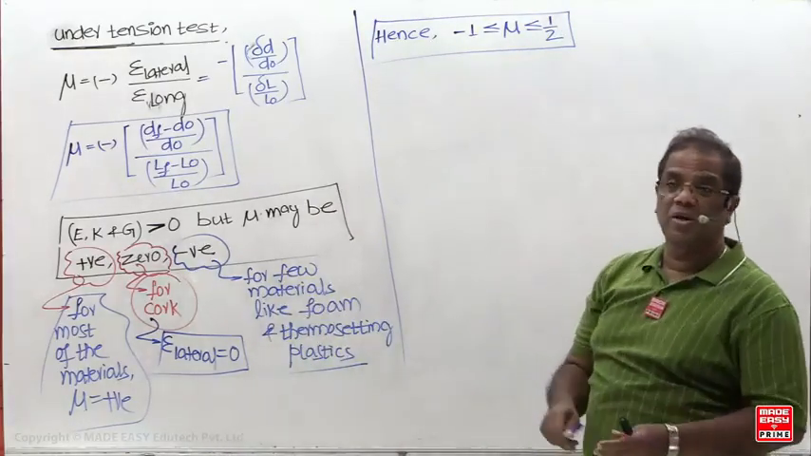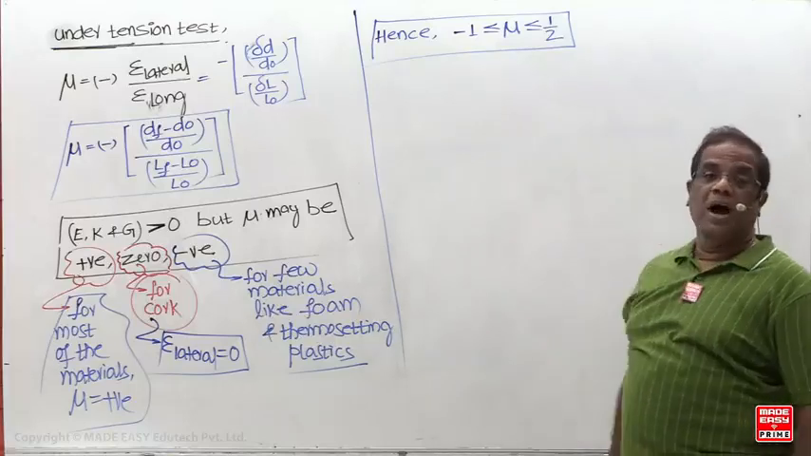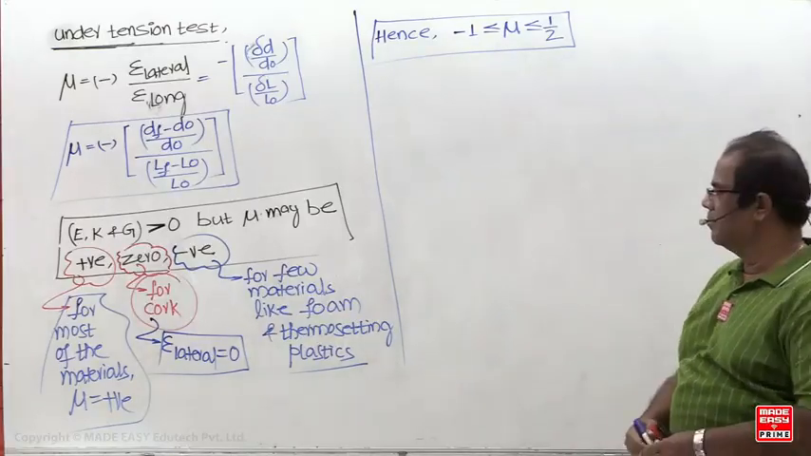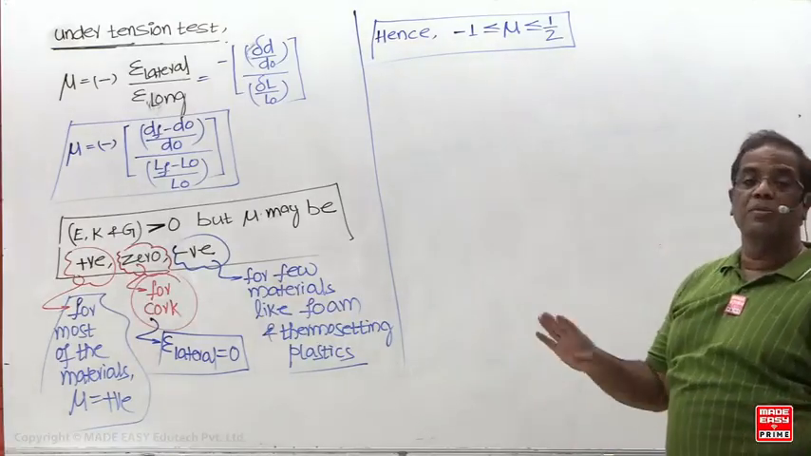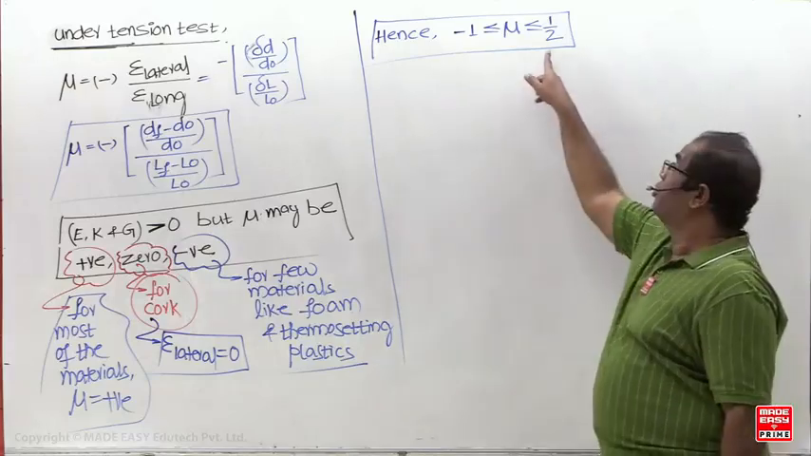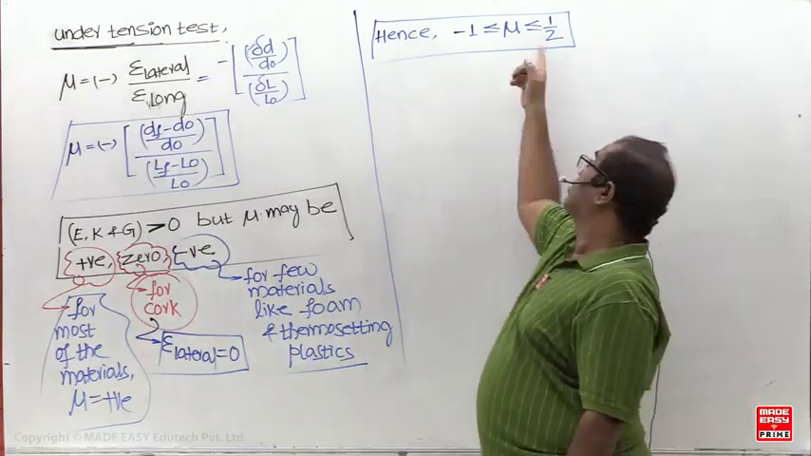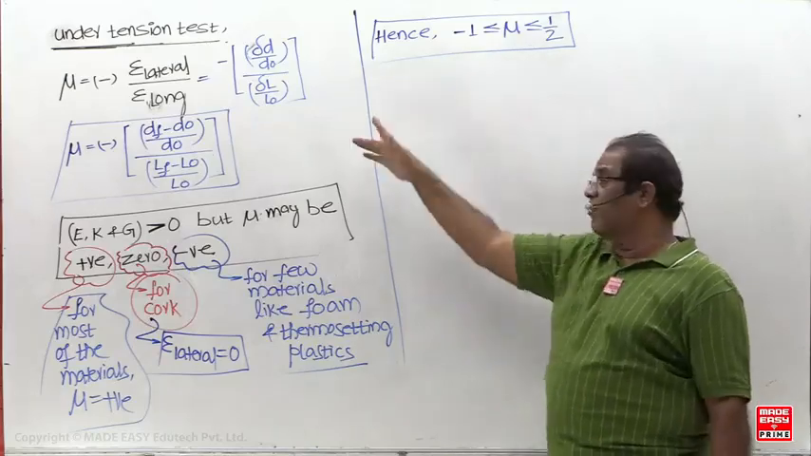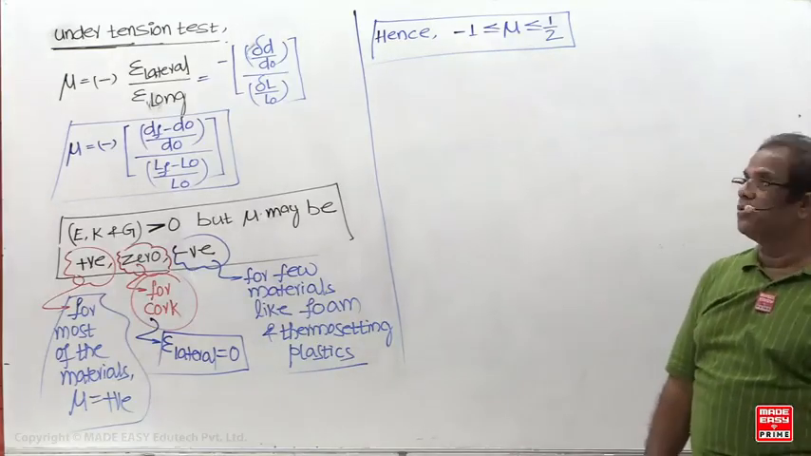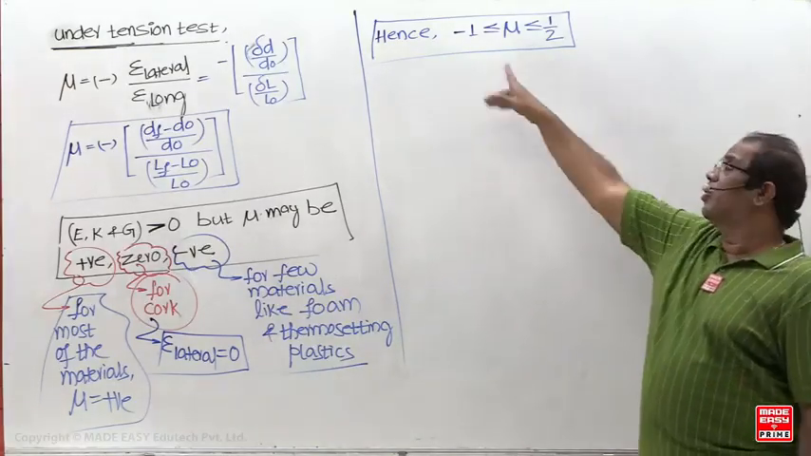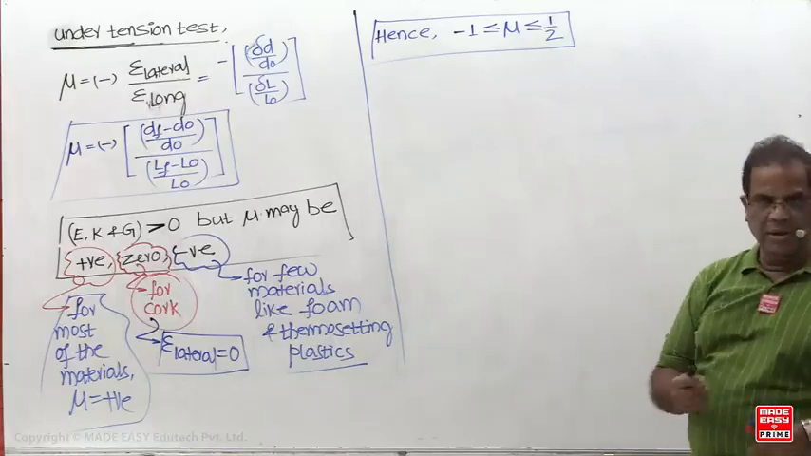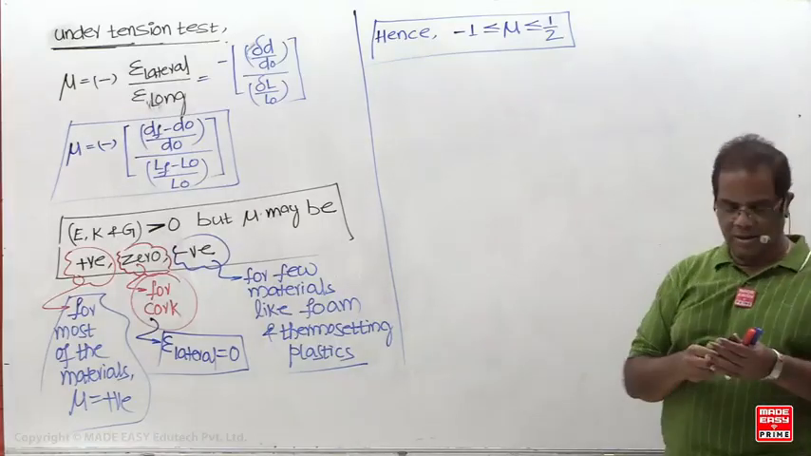Hence the mu limits are what? -1 to half. The upper limit is half. Mu will never be more than half. If mu is more than half, the bulk modulus will be negative. Mu should not be more than half. So the upper limit is half and the lower limit is -1. This is the generalized one.